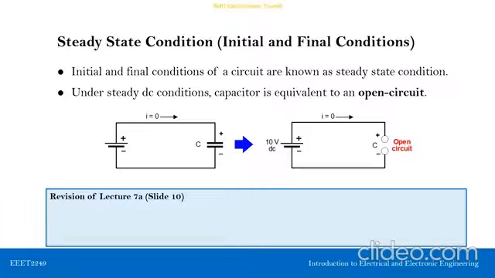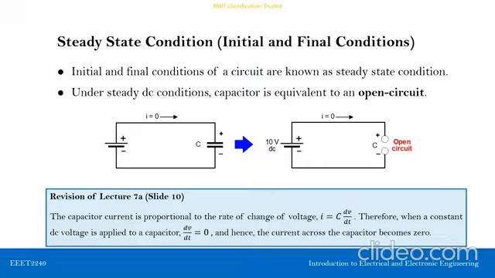At this point, we may review slide 10 of lecture 7A, which says that the capacitor current is proportional to the rate of change of voltage. That means I equals C dV/dt. Therefore, when a constant DC voltage is applied to a capacitor, dV/dt becomes zero, and hence the current through the capacitor will be zero.